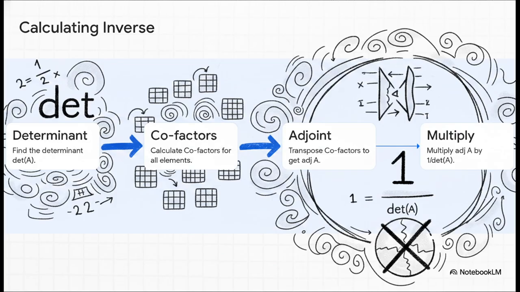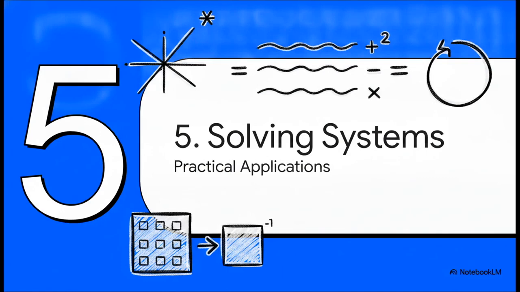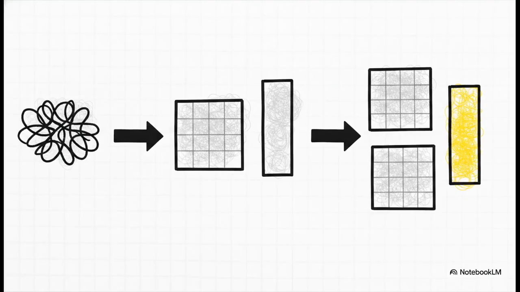Actually, take a close look at step 4. See that? That is exactly why a determinant of 0 breaks the whole system, because you can never ever divide by 0. Finally, the big finale, section 5, solving systems of equations. We've reached the absolute climax of the chapter. This is the ultimate practical application.